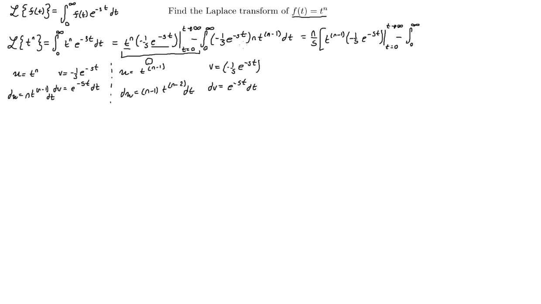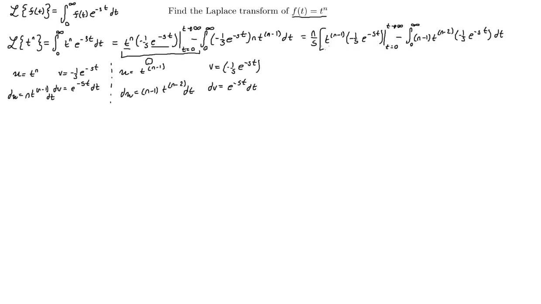Okay, so I know I did this first integration by parts kind of out of order, but let me go ahead and do it in order this time. So we're going to have n minus 1, and then t to the n minus 2, and then we're going to have a 1 over s, minus 1 over s e to the minus st, and then we're going to have dt.